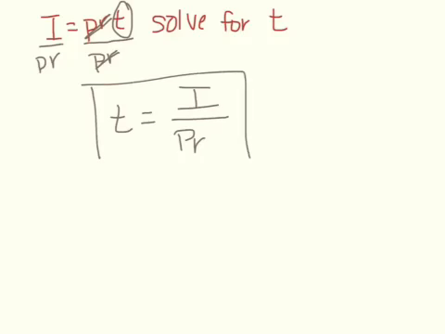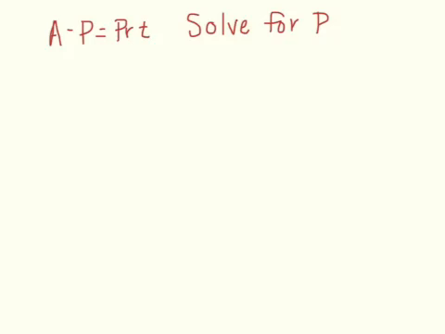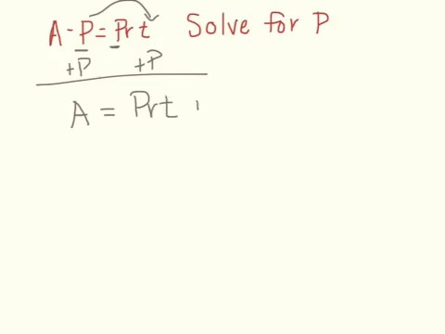Now we do a lot of these problems to solve for something, and then given in like a word problem, we'll input other things to help us solve. The next one, solve for P. Well, the problem is I have two P's. So what I'm going to do is move them so that they're on the same side. I'm going to add P to both sides. So what I have right now is A equals PRT plus P.